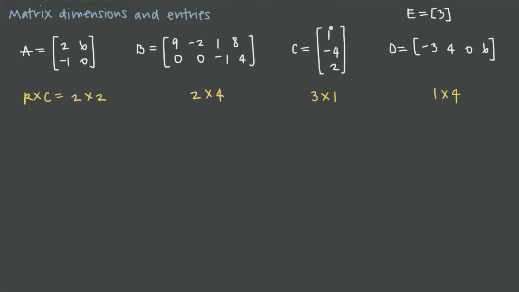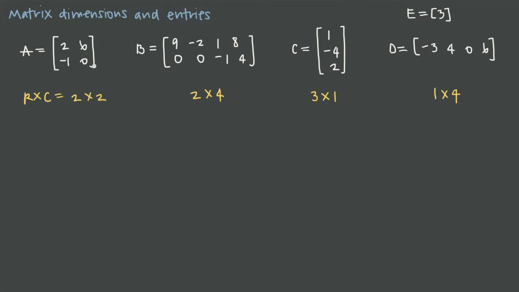You can have 1 column matrices like this one, 3 by 1, or 1 row matrices like D here, 1 by 4. You can have rectangular matrices. B, C, and D are all rectangular. They don't have an equal number of rows and columns, so we call them rectangular matrices. A is a square matrix. It's square because it has the same number of rows as it does columns. And so when the rows and columns are equal, we call that a square matrix.